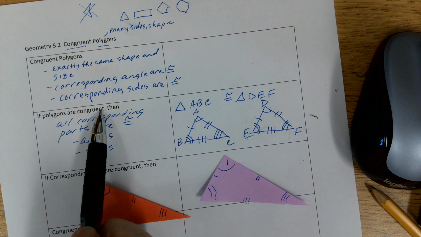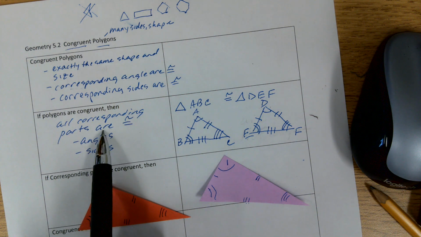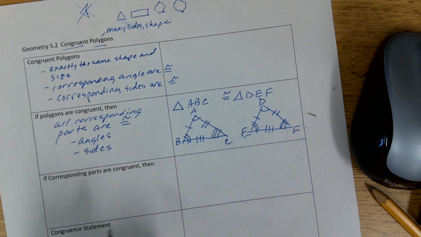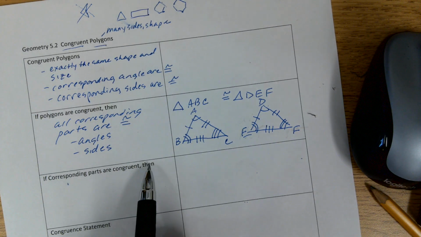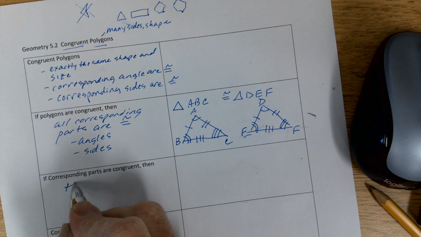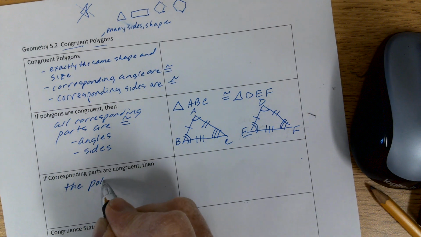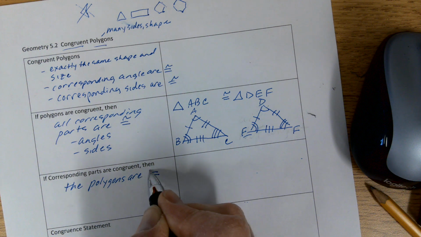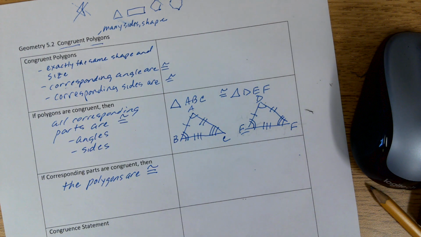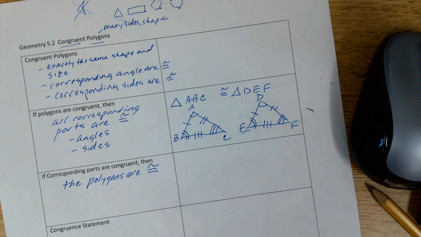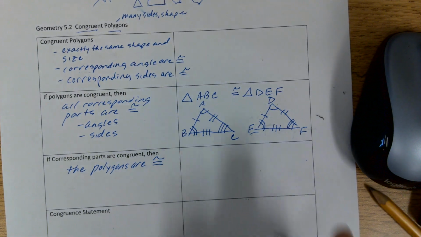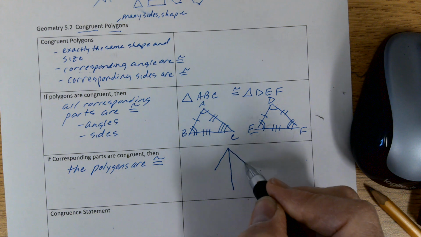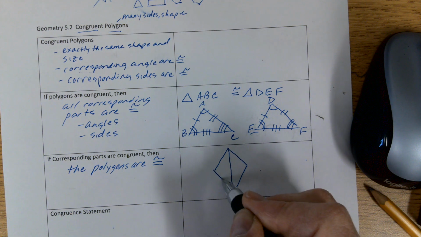So if I tell you they're congruent, you know the corresponding parts are congruent. That's what this means. If I tell you all the corresponding parts are congruent, then we know the polygons are congruent. Okay? So if I give you a picture and say, are the polygons congruent, you have to look and see if there's enough information. Okay, so let's do this.